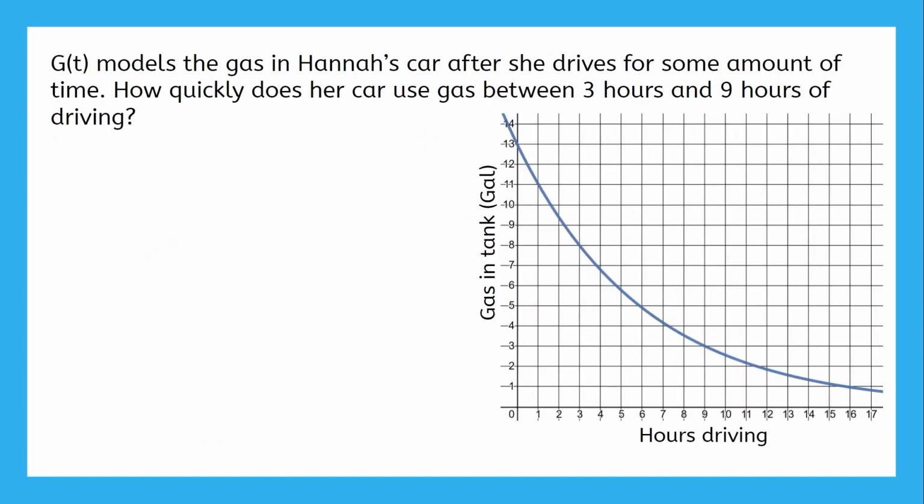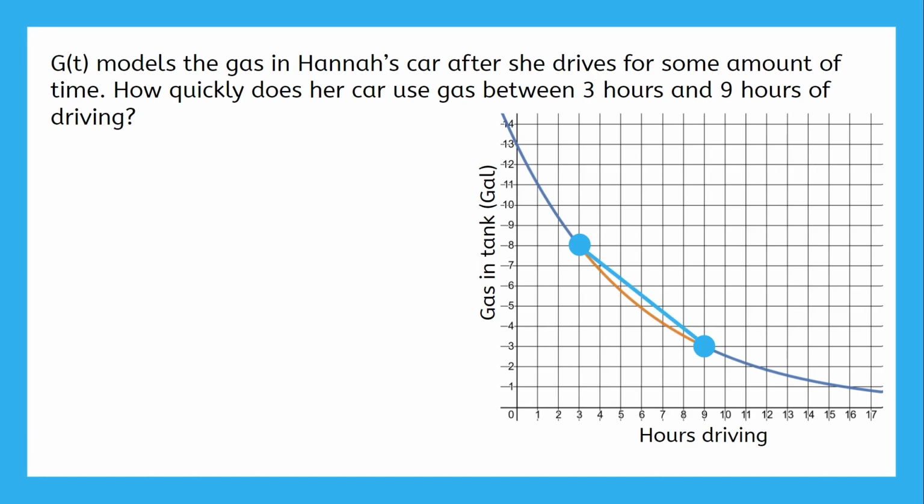G of t models the gas in Hannah's car after she drives for some amount of time. How quickly does her car use gas between 3 hours and 9 hours of driving? Yet again, we can look at this graph and see that the rate of change, or slope, changes over the course of the graph. So we can't use one single slope here. Instead, we're going to need to use an average rate of change over the interval from 3 to 9. It'll give us the slope of this line, which is a decent estimation of the function.